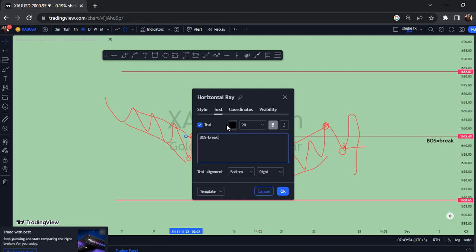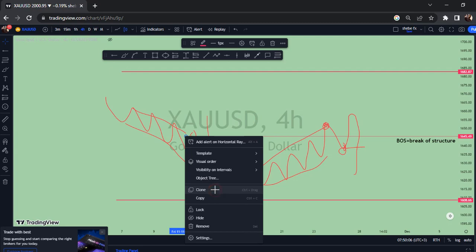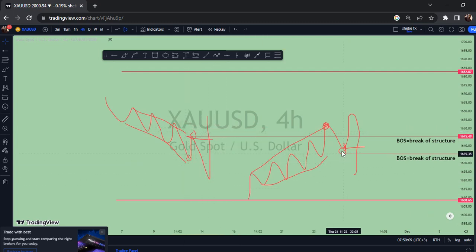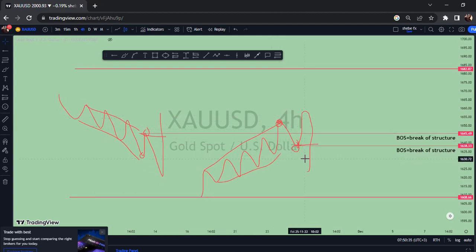Break of what? Break of structure. The same applies to here. It makes us call this a break of structure. So, in order for the bearish structure to be broken, we must close above the previous lower lows and lower highs. For the case of bullish, in order for the bullish structure to be broken, we must close below the previous higher highs and higher lows.